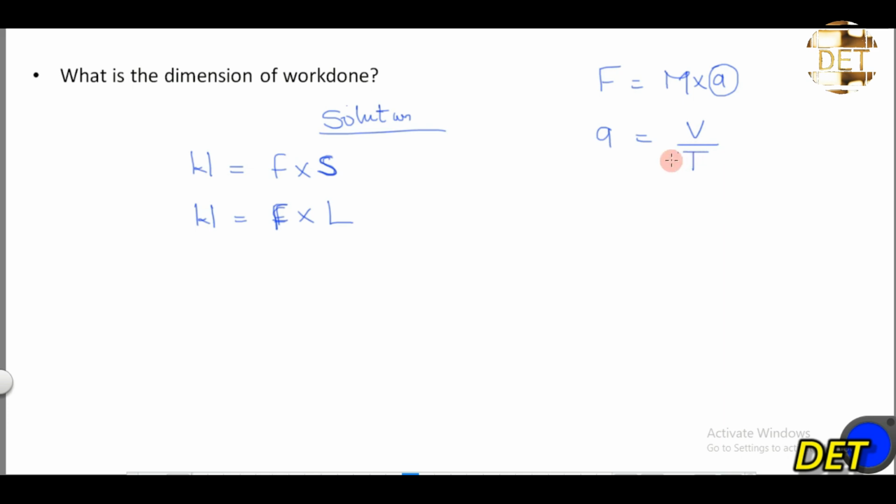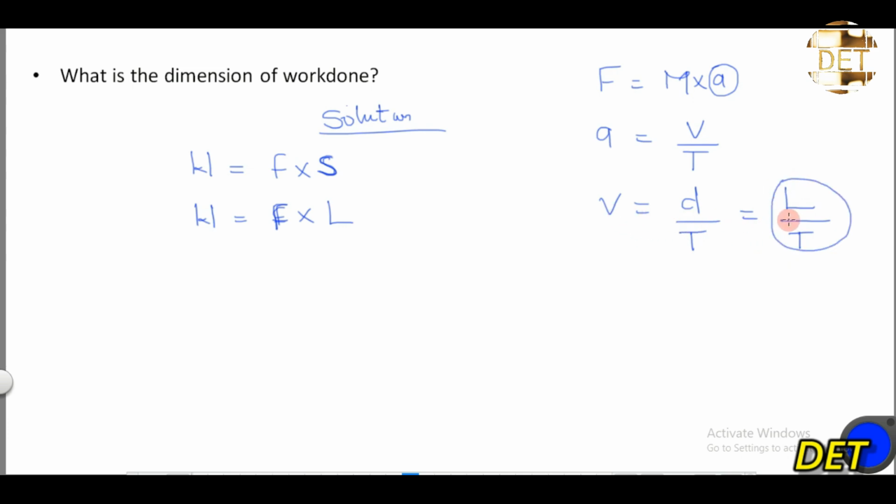Time is a fundamental quantity, but velocity is a derived quantity, right? So I would want to look for the dimension of velocity. Velocity is equal to what? Displacement over time. Displacement is a fundamental quantity. Time is a fundamental quantity. So what is the dimension for displacement? It is L. Dimension for time is what? T, right?